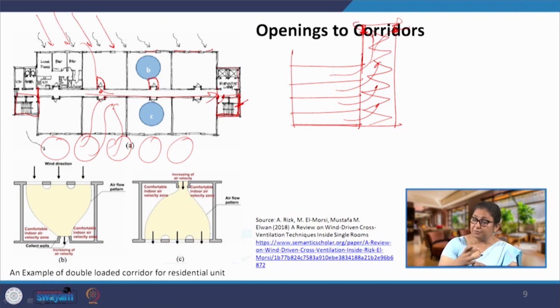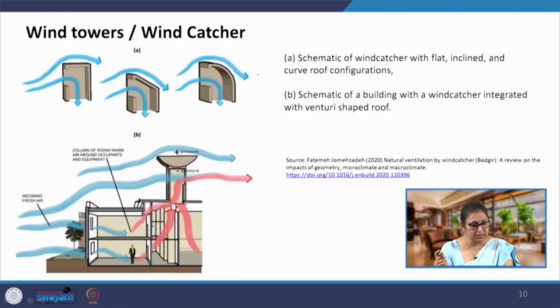So, corridors can facilitate, but their ends have to be treated well. Preferably this is the best arrangement that we can have, where we have a tower towards the end and it exhausts the air from each corridor, thereby allowing the windows to draw in more air. So, this is a simple design strategy, but it facilitates natural ventilation.